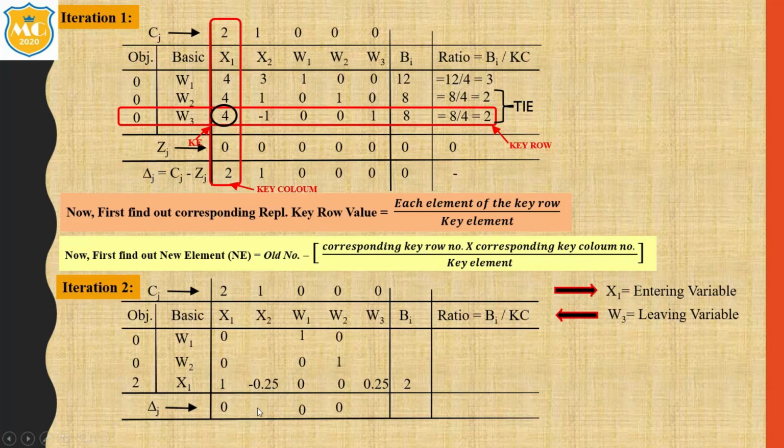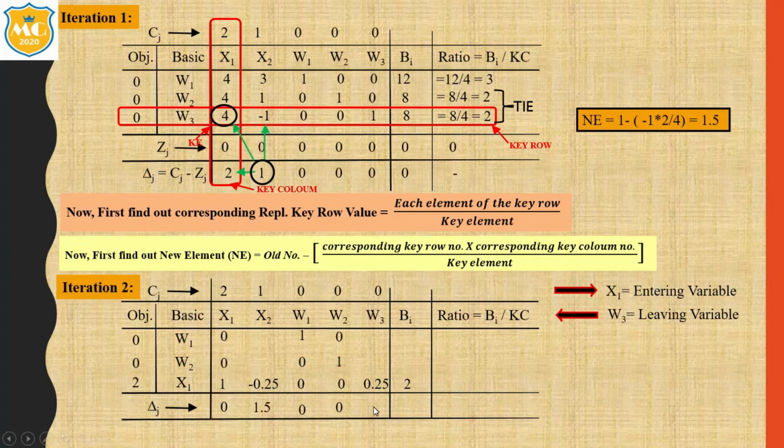Now for the remaining values we have to use this equation. Now we will find out this value. Okay, so this is our new element. So new element is equal to old number. Old number means we have to go to the previous iteration, that is iteration 1. So here the old number is 1 minus, in bracket, corresponding key row number. The corresponding key row number is minus 1. Corresponding key column 2 and key element 4. So 1 minus, in bracket, minus 1 into 2 divided by 4. So minus minus plus. So here we get 1.5.